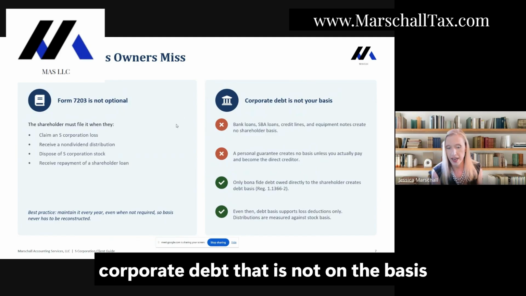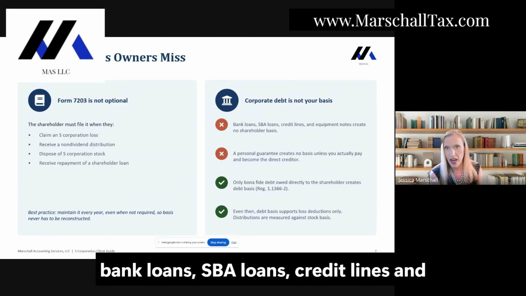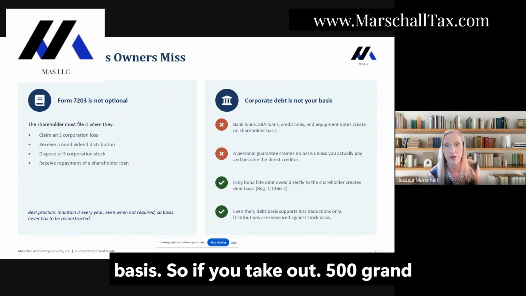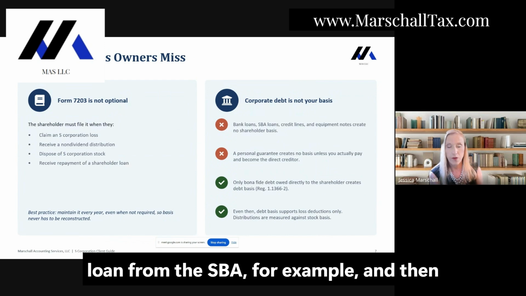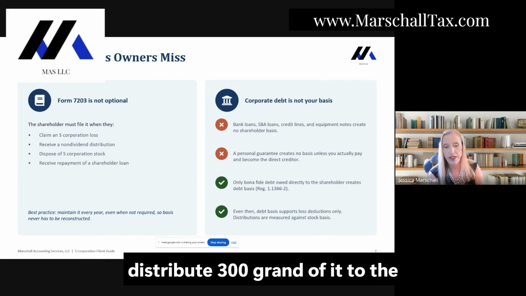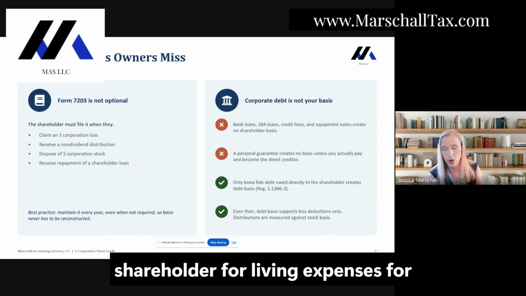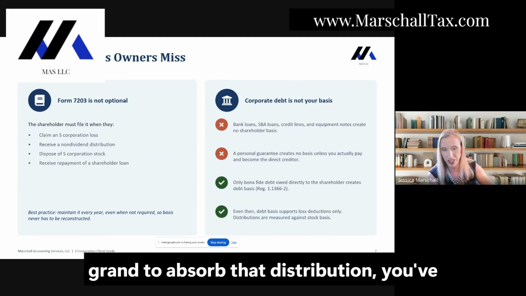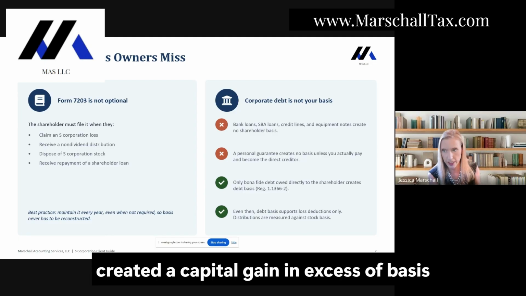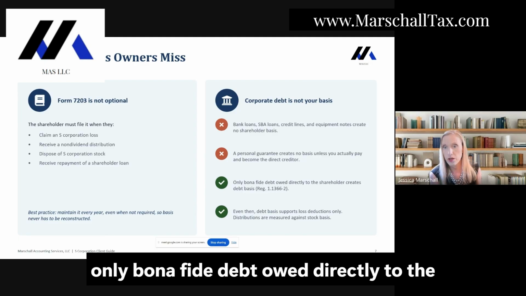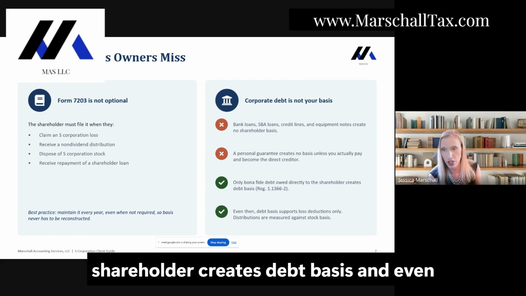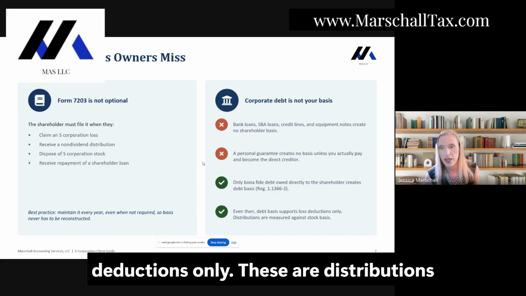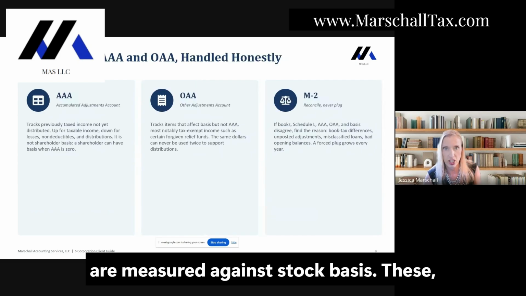There is corporate debt that is not in the basis. Bank loans, SBA loans, credit lines, and equipment notes create no shareholder basis. So if you take out a $500,000 loan from the SBA, for example, and then distribute $300,000 of it to the shareholder, for living expenses, for whatever that is, if there's not $300,000 of basis to absorb that distribution, you've created a capital gain in excess of basis. Only bona fide debt owed directly to the shareholder creates debt basis. And even then, the debt basis supports loss deductions only. Distributions are measured against stock basis.